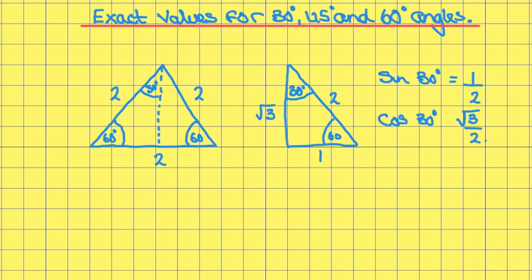Now let's do sine 60 degrees. So sine 60 degrees is root 3 over 2. Now do cos 60 degrees. So cos 60 degrees is 1 over 2.